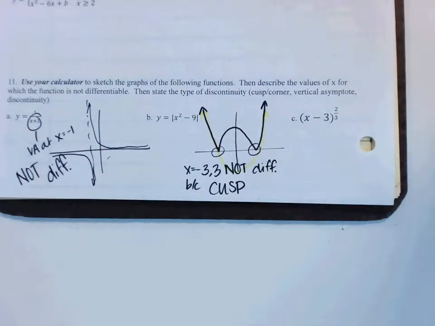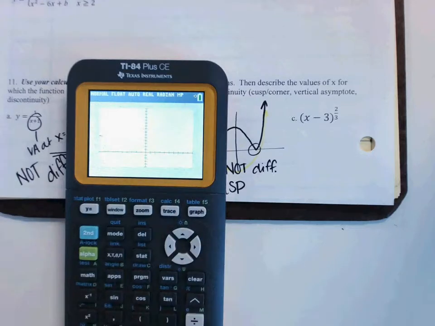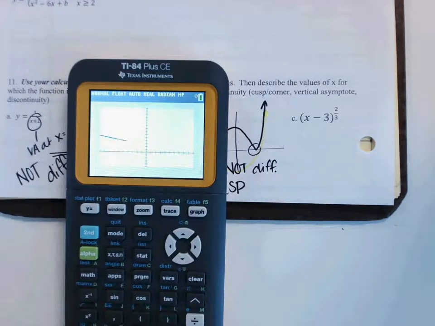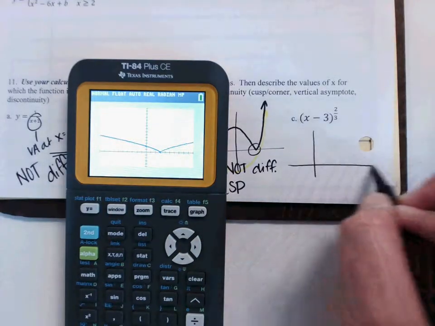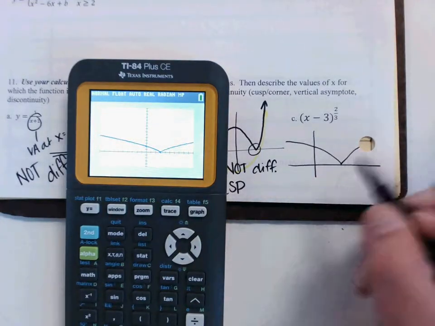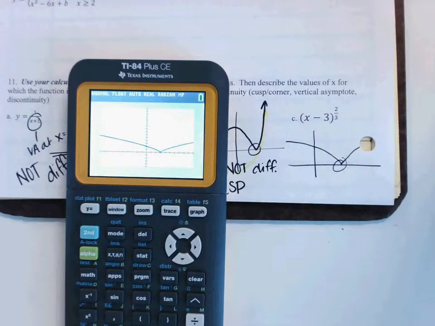Okay, last one. Y equals x minus 3. This one I wouldn't expect you maybe to know. To the power of 2 over 3. Okay, here's the graph. Ready? Whoa. Okay, look at the graph. Where is it not going to be differentiable at? 3. Because why? Cusp. Yeah?